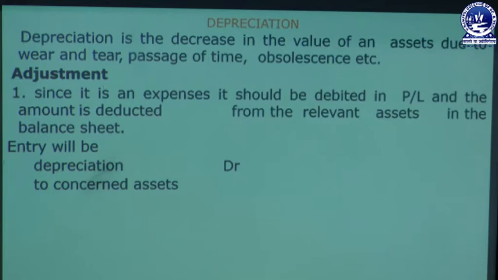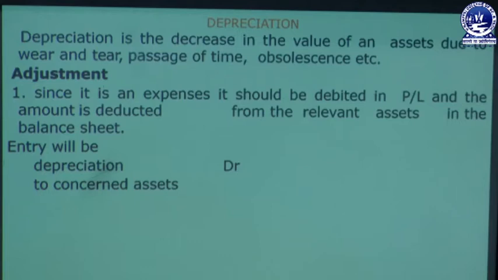Why do we have to make the adjustment? The value of a fixed asset decreases by its use during its life period or during the production activity, so that needs to be adjusted. First adjustment: since it is an expense, it should be debited in the profit and loss account, and the amount deducted from the relevant asset in the balance sheet.